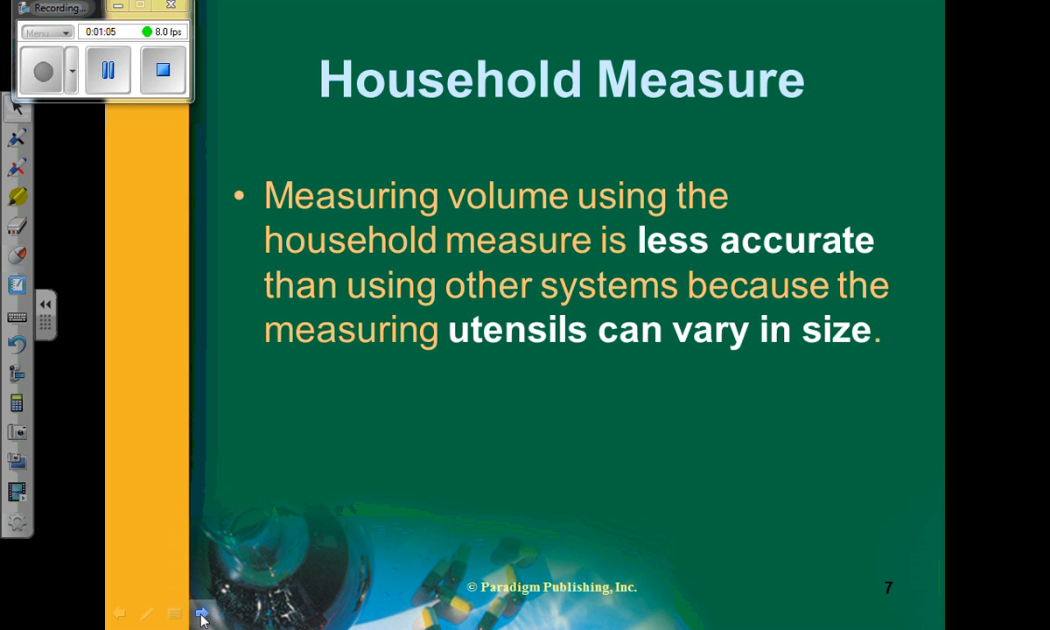Measuring volume using the household measure is less accurate than using other systems because the measuring utensils can vary in size. However, this system is often used by patients when administering drugs at home. So your household volume measure may be used in community pharmacy practice when dispensing drugs that will be administered in the patient's home, because patients may not have other measuring devices at home.